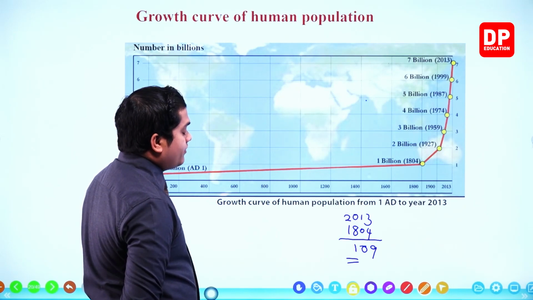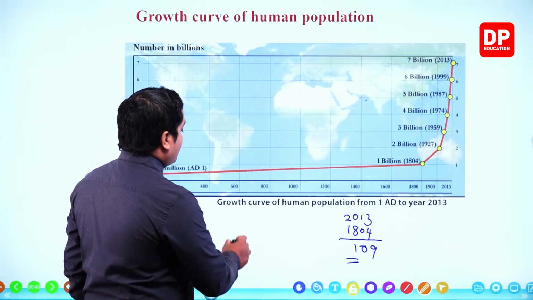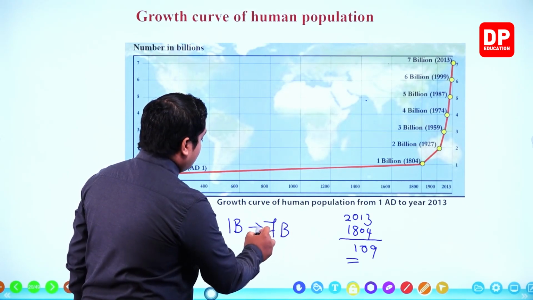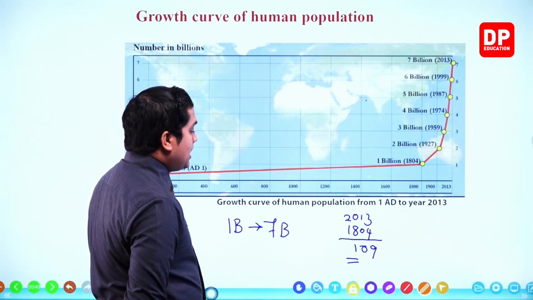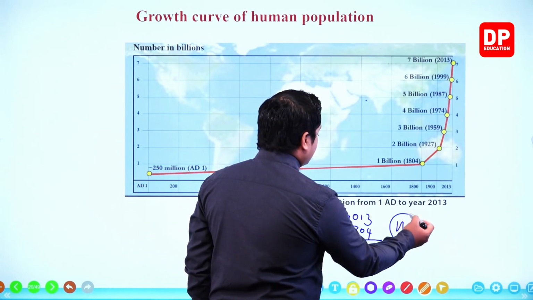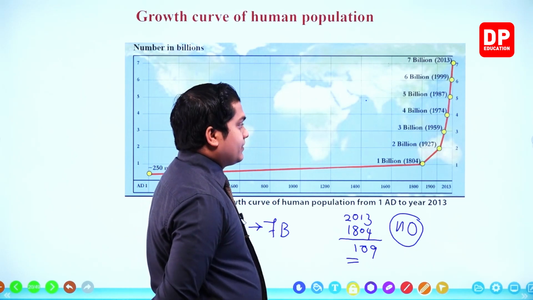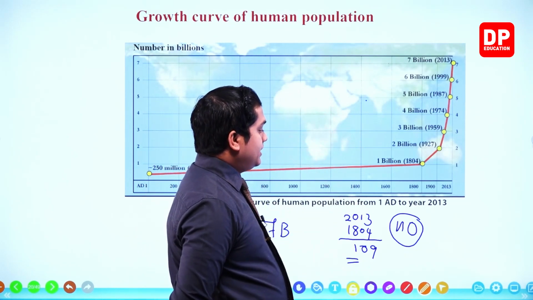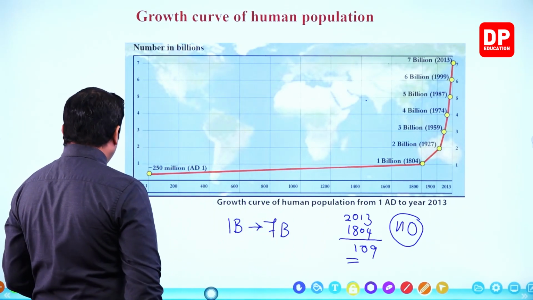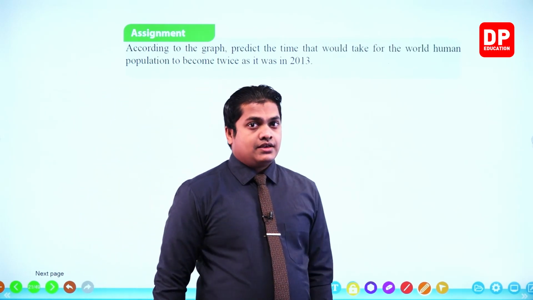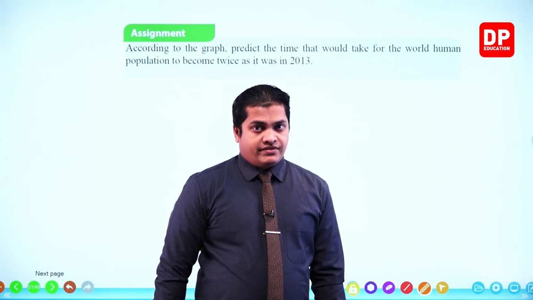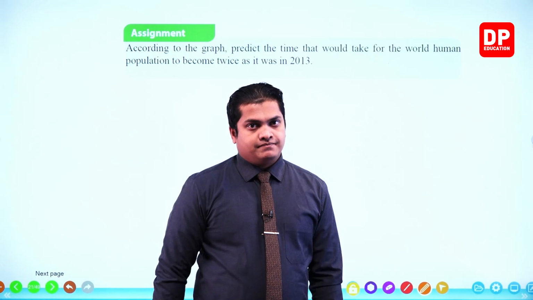So it took around 109 years to go from 1 billion to 7 billion, right? Let's take it roughly as 110 years. So from 1 billion to 7 billion, 110 years. Then what will happen to become more than that? I mean, now we are discussing it to become twice, no? That means 7 billion times 2, 14 billion. How long will it take?